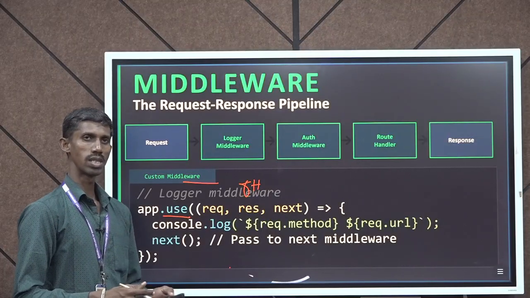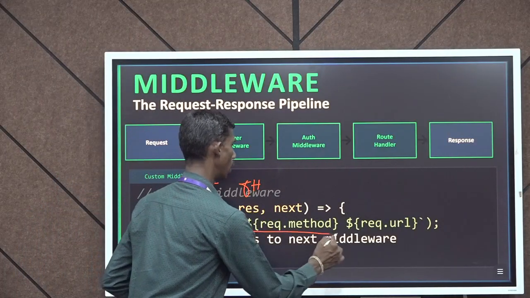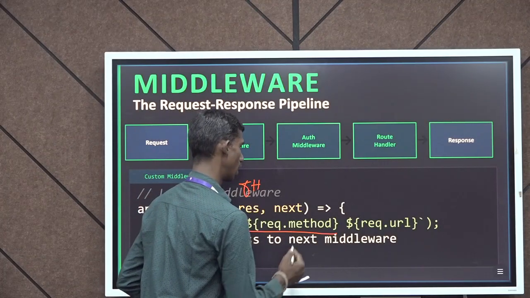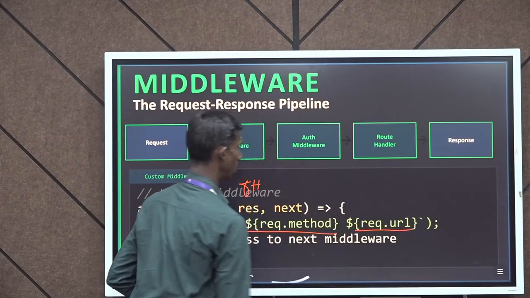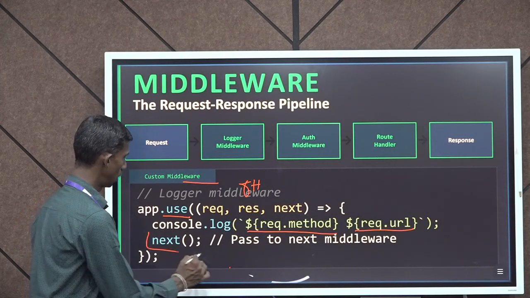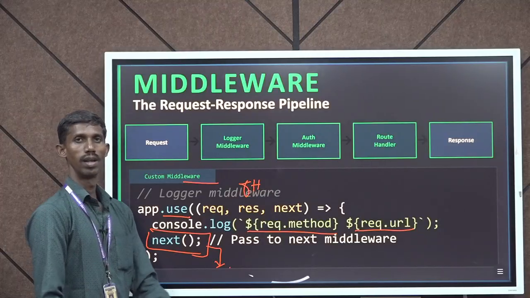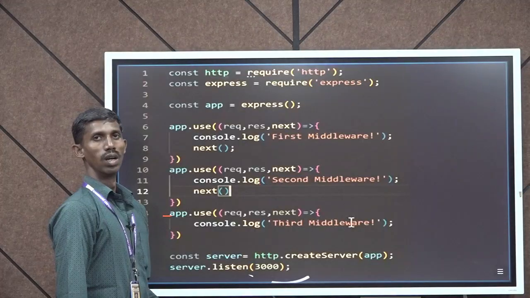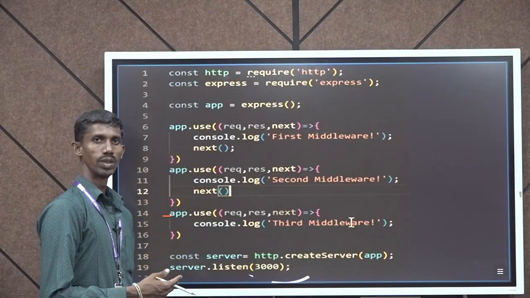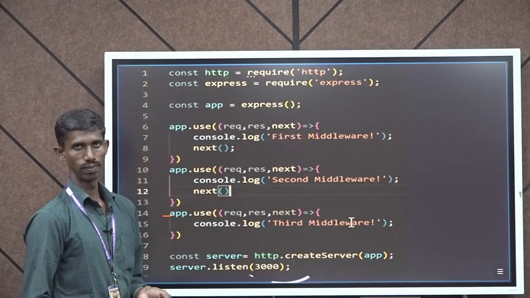In the meantime, what is the result? We need to give it. In that we are displaying what the request method is and what the requested URL is. It prints in the console, and we have a next method to call the immediate middleware.